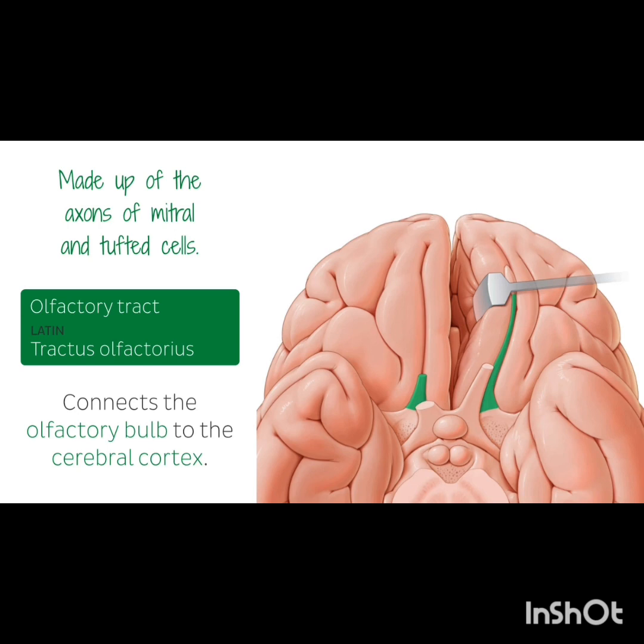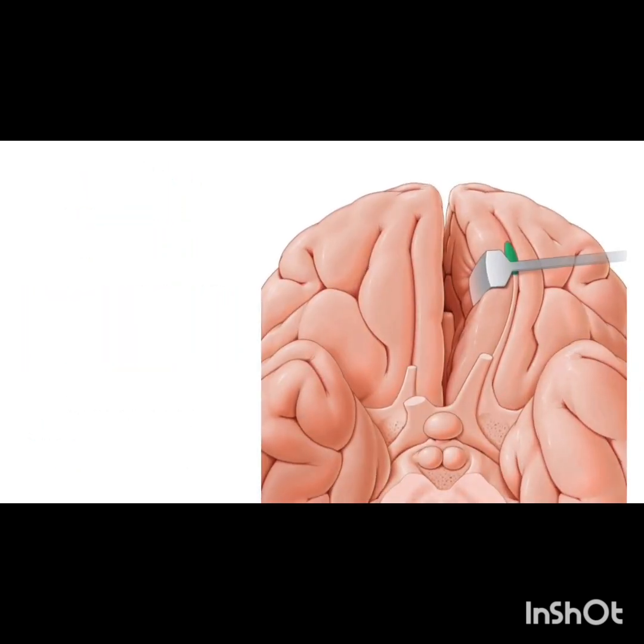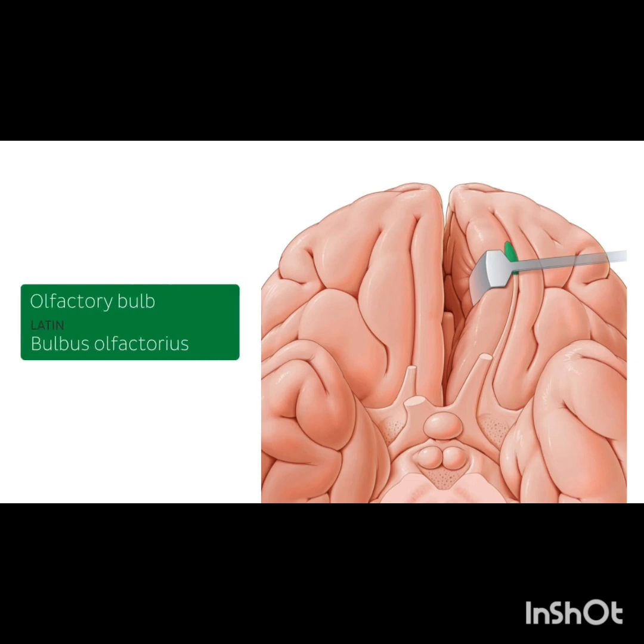On this image as well, we can then see this structure here that we're now highlighting, the olfactory bulb, which is located at the beginning of the olfactory tract. We see then this knob-like enlargement known as the olfactory bulb.